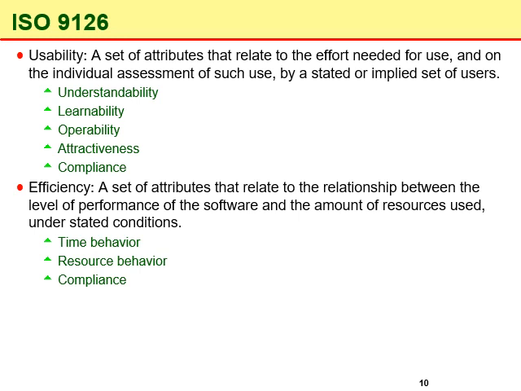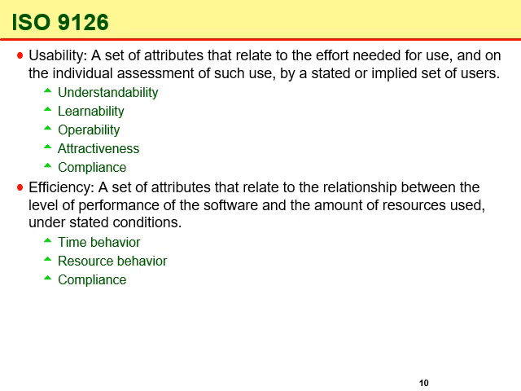Then operability refers to the attributes of software that relate to the user's efforts for operation and operational control. Whereas attractiveness refers to something which is visually pleasing, particularly in context of the interfaces of the system, whereas compliance has the same concept and definition that we have already discussed.